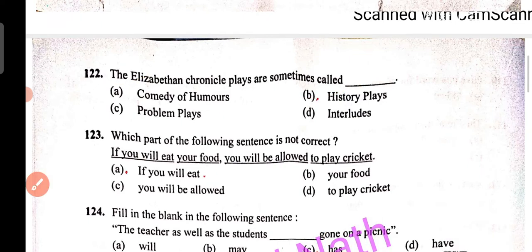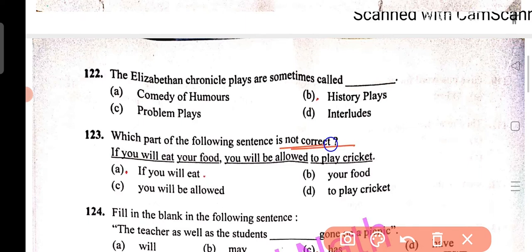Now question number 123: which part of the following sentence is not correct? If you will eat your food, you will be allowed to play cricket. Answer A will be correct. If you will eat your food, you will be allowed to play cricket.